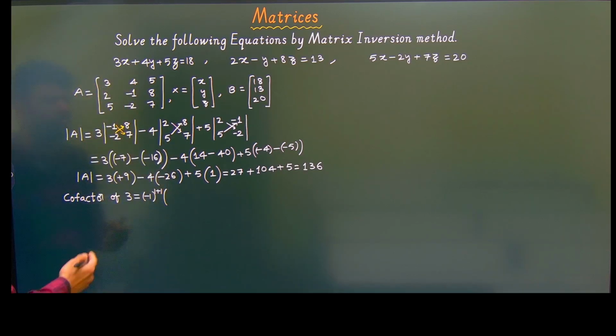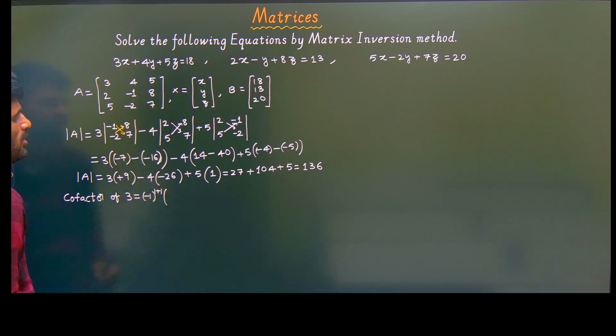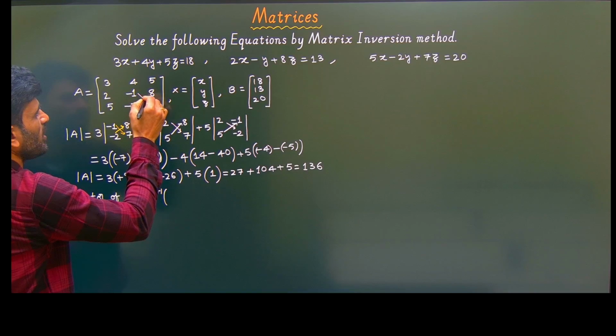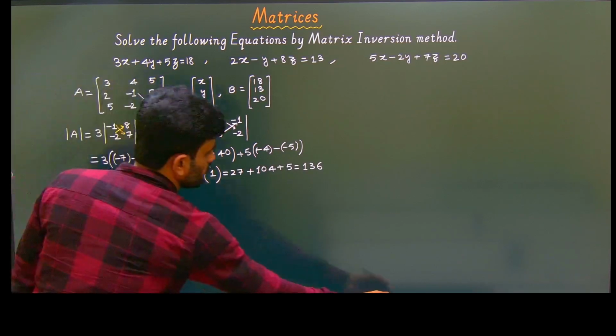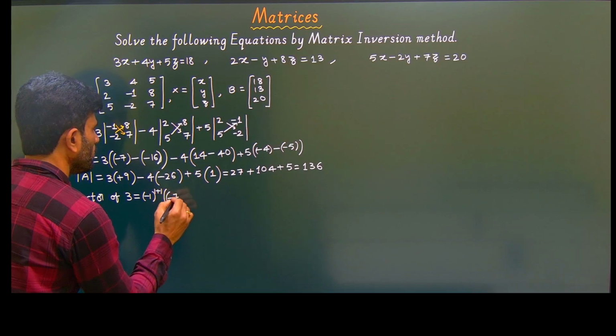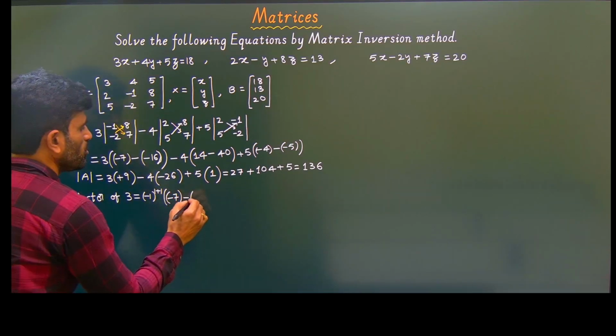What are the remaining elements? Minus 1, 8, minus 2, 7. So minus 1 should be multiplied to 7, minus 2 should be multiplied to 8 in the same way. So minus 1 into 7, minus 7, minus of minus 2 into 8, minus 16.